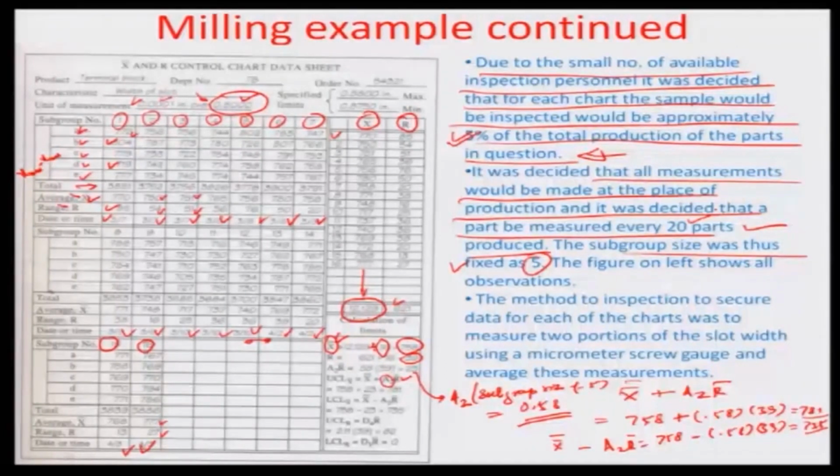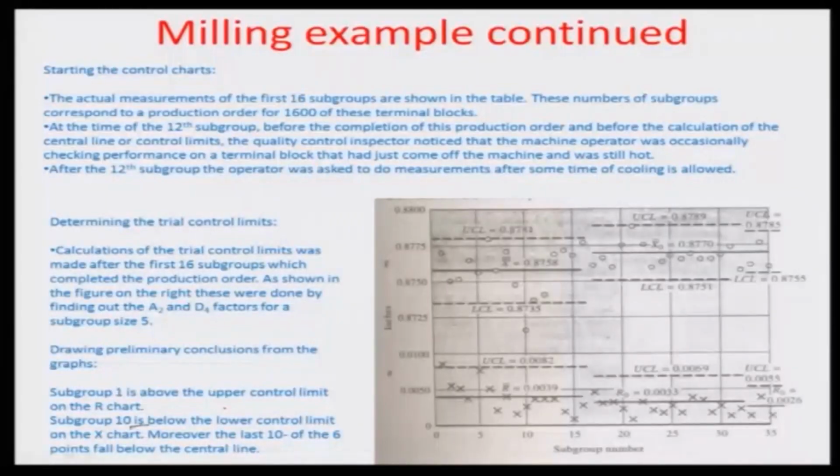So, the figure on the left shows all the observations here. The method of inspection, to secure the data for each chart, was to measure two portions of the slot width using a micrometer screw gauge and average these measurements. So, these are actually average measurements. That is how the modality was, and this is how the control chart is. Having said that, from this data borrowed from this control table, we start plotting the chart.